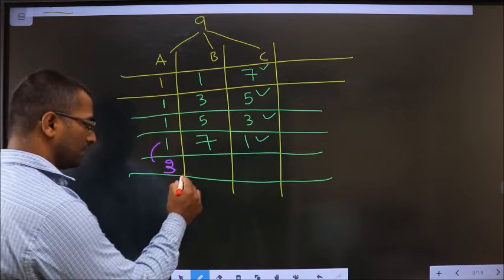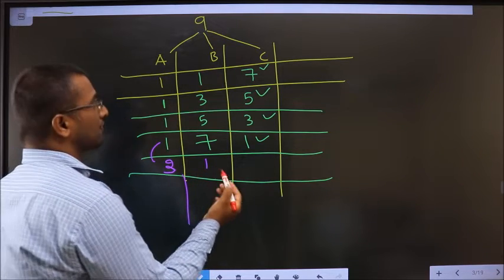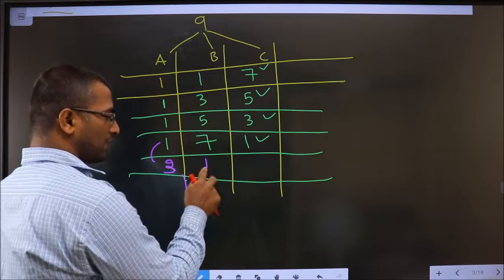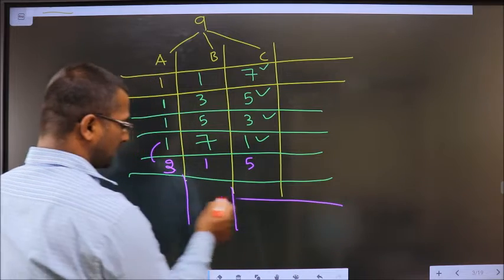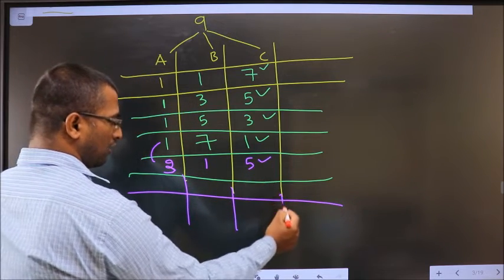Now, let us say 1 is given to B. Then 3 plus 1, 4. Then this has to be 5. My condition is satisfied since all are odd.